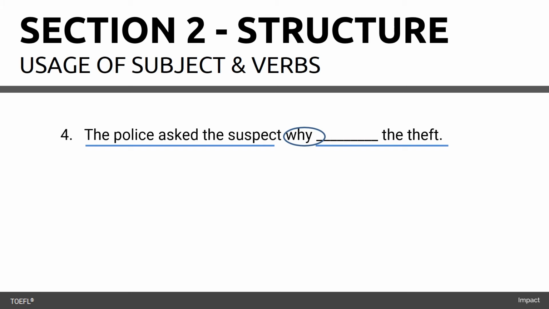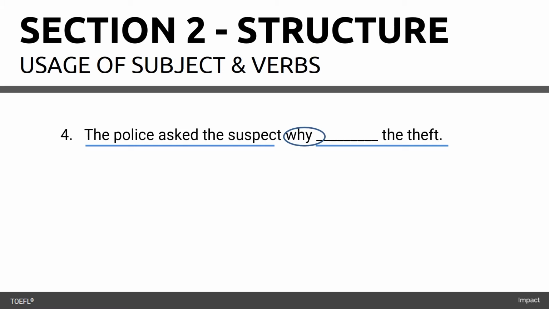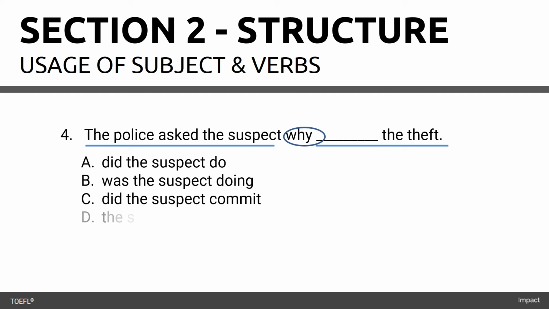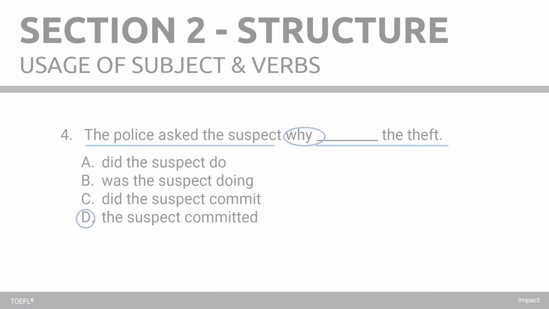When we combine two clauses with a question word, what is the structure of the subject and verb? What comes first? Exactly, subject first and then the verb. So let's look at the options here. Which one out of A, B, C, and D is the one that starts with a subject and then a verb? Option D, correct. And so D is the answer.